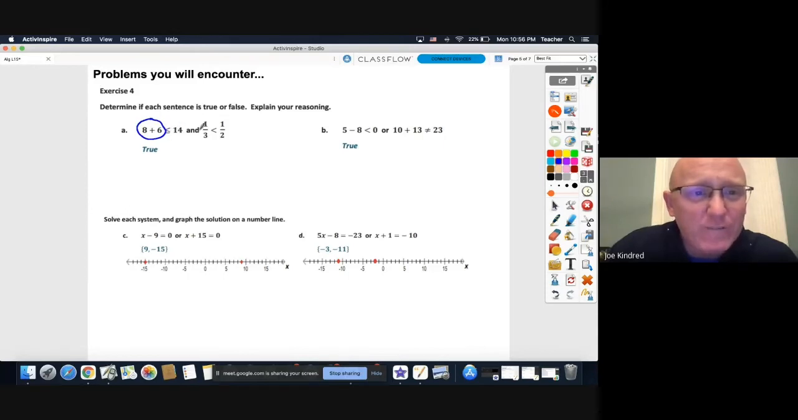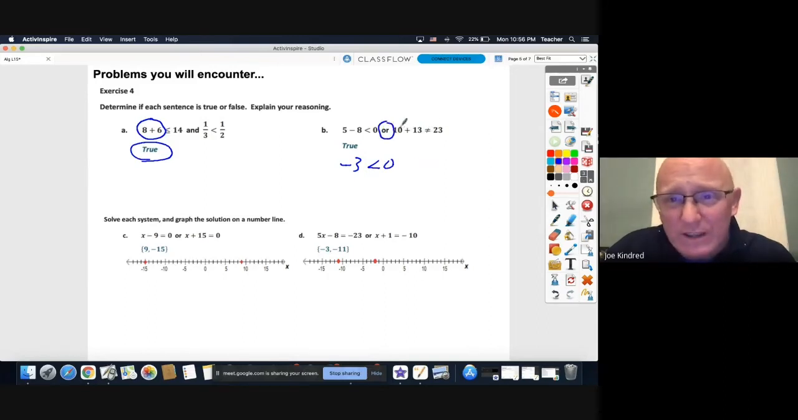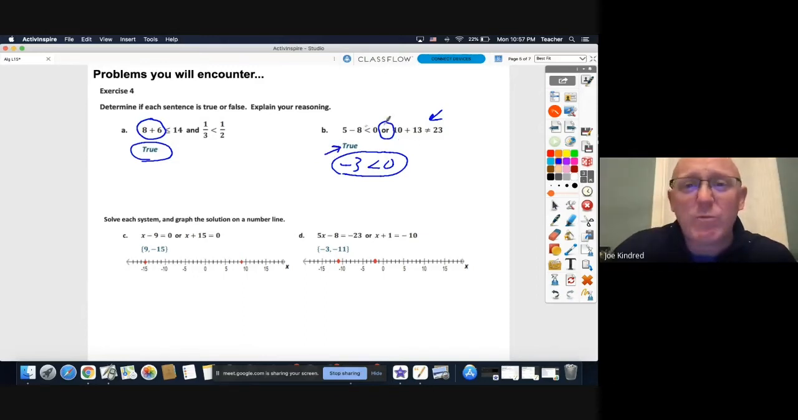Determine if each statement is true. Explain your reasoning. Well, once again, we're going to be doing the math, and we notice that 14 is less than or equal to 14. 1/3 is less than 1/2, so the answer is simply true. So these are pretty straightforward. B, 5 minus 8. Well, that's a -3, and that is less than 0. And then it says or. So only one of these has to be true. 10 plus 10 does not equal 23. Well, even though this one's not accurate, because this one is true, the whole thing can be said as true because we only need one of these.